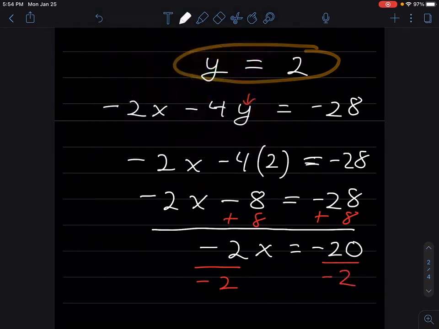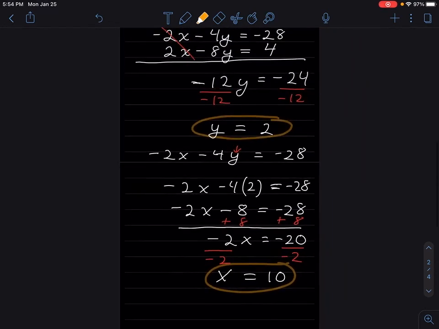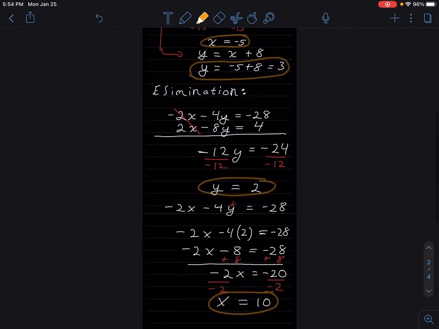So what does x equal? x equals negative 20 divided by negative 2. Negative divided by negative is a positive. x equals positive 10. So now we have our answer, our ordered pair, that x equals 10 and y equals 2. Rewrite them with parentheses as a solution. You can write it up right over here, that the answer to this problem is 10, comma, 2. And that is my x and y answer. And so that's an example of elimination.